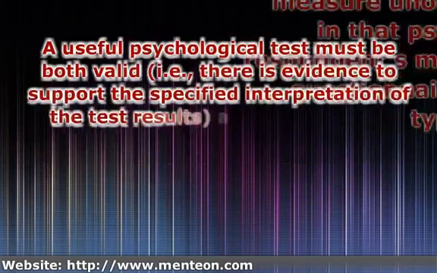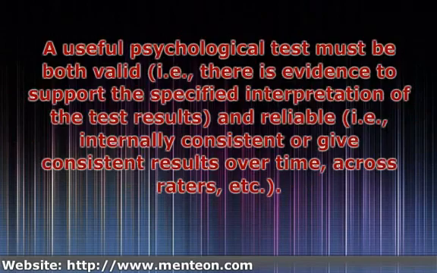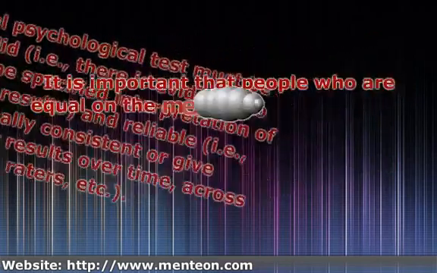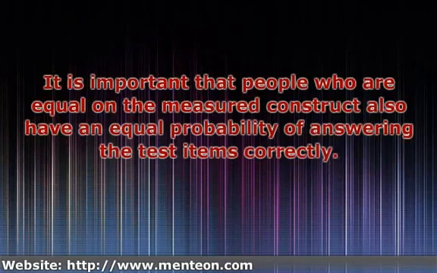A useful psychological test must be both valid, that is, there is evidence to support the specified interpretation of the test results, and reliable, that is, internally consistent or giving consistent results over time, across raters, etc. It is important that people who are equal on the measured construct also have an equal probability of answering the test items correctly.